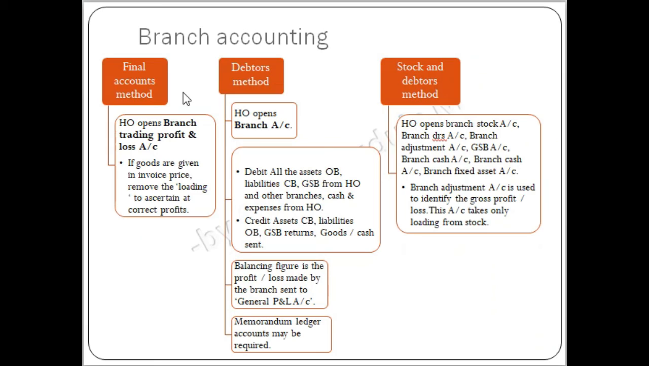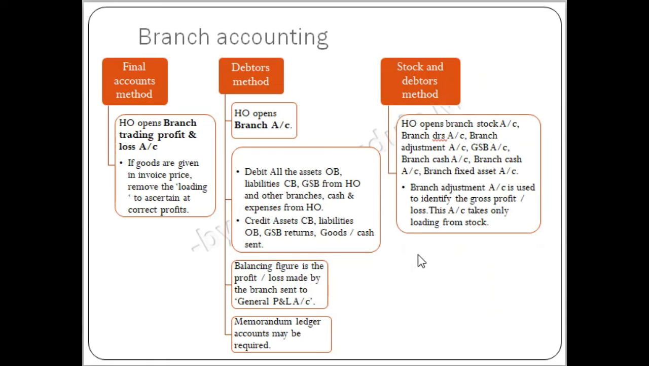So, under the final accounts method, a branch trading and profit and loss account is prepared to arrive at the branch profit and loss. Under the debtors method, a branch account is opened to arrive at the branch profit and loss. What is the difference between the two systems? Under the debtors method, the branch owns assets and liabilities. But in the final accounts method, the branch does not own any assets or liabilities.